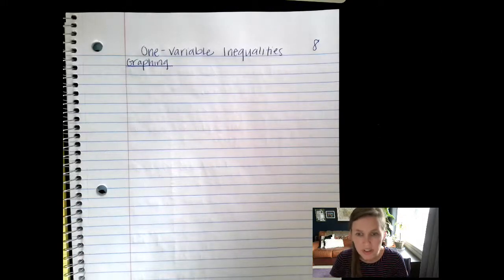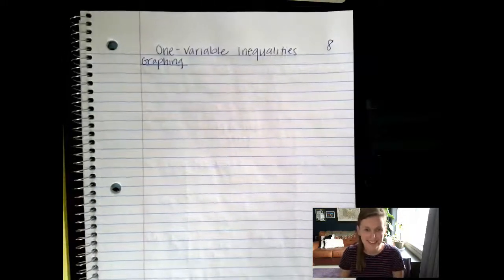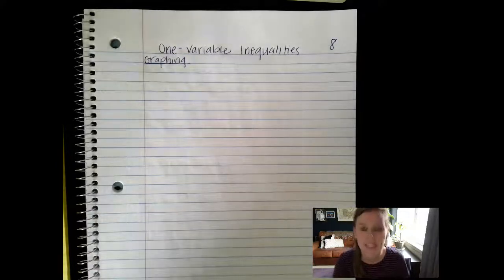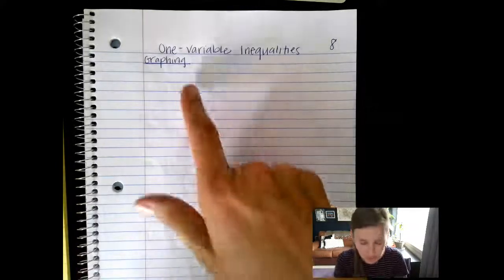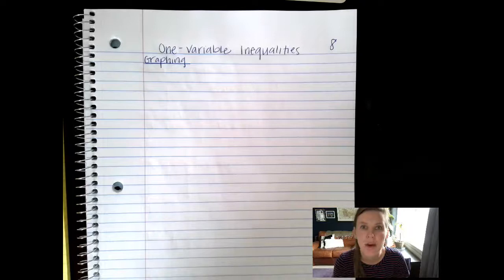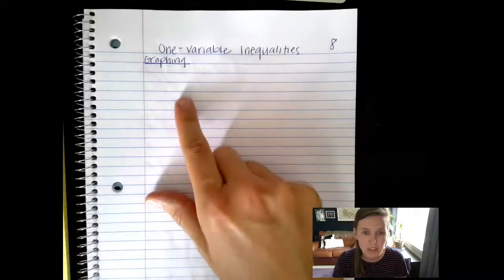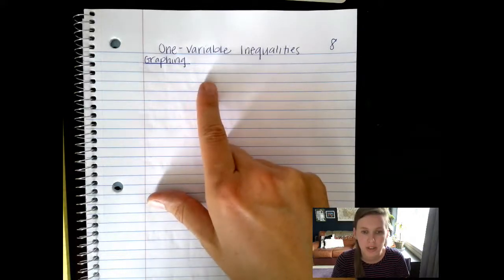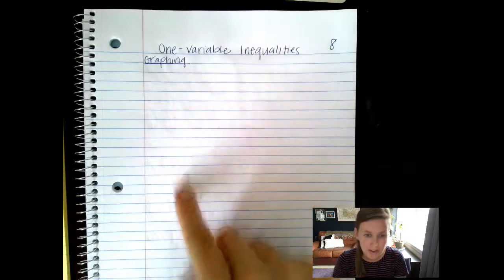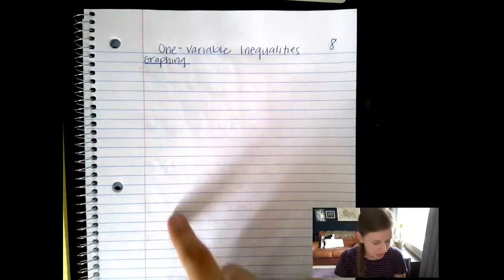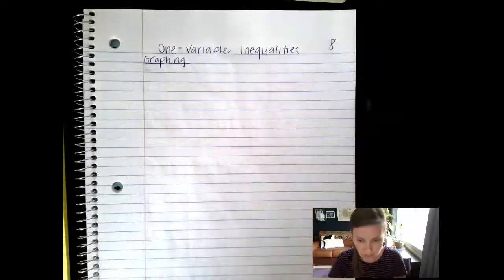So one variable inequalities are inequalities, like the title says, that have one variable. Later on this week we'll get into two variable inequalities, and we'll think about what's the same and what's different when we're working with those different types of inequalities. But for now we're going to do two things with our one variable inequalities. We're going to graph them, and then we're also going to solve them. So I'm going to break my page into two, and we're going to start with graphing.